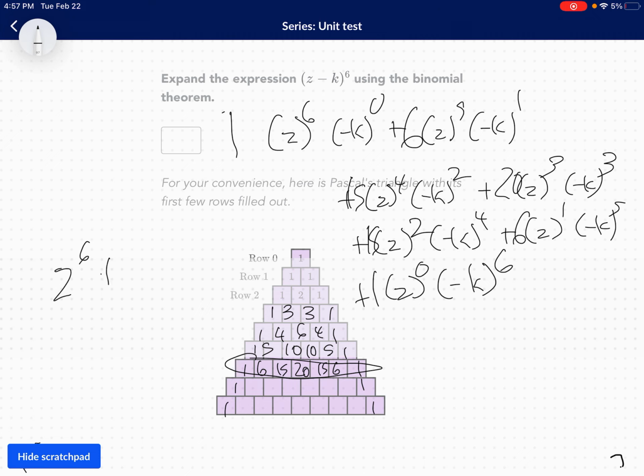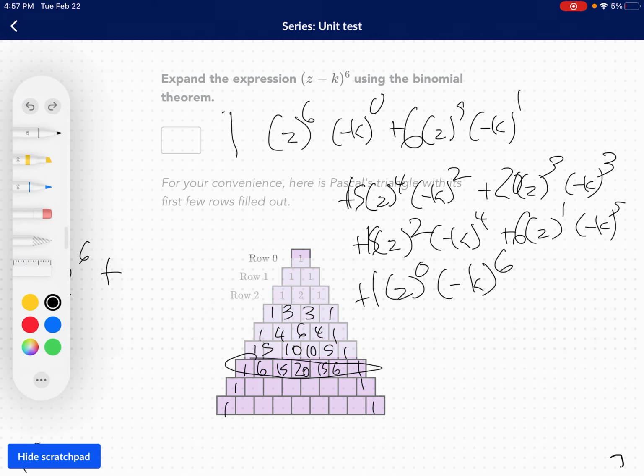So, and we just evaluate. So z to the 6 plus 6. We need to be careful about this time, because I messed up last time. Okay, so z to the 6 plus 6z to the 5th times negative k. So put a negative, so minus 6z to the 5th k, plus... no, wait. Plus, because negative k squared is just k squared.